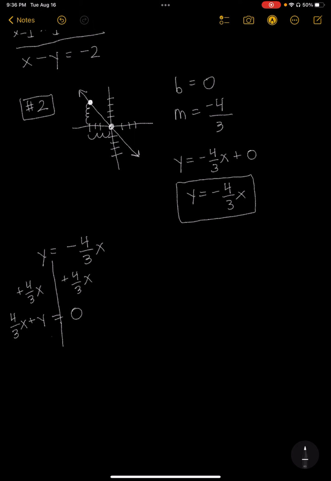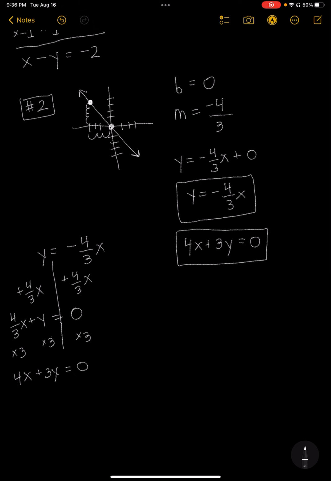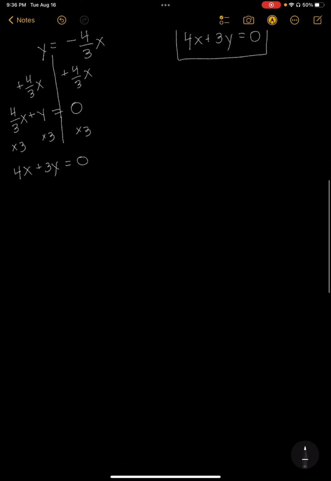Okay, standard form really doesn't like fractions, so we need to get rid of the fraction. The way that we do that is by multiplying everything by its denominator. So we're going to multiply everything by 3. And the 3's on the x's cancel out, which gives me just a 4x, and then 3 times y gives me 3y, and 0 times 3 still gives me 0, and there's your standard form. So 4x plus 3y equals 0. There we have it.